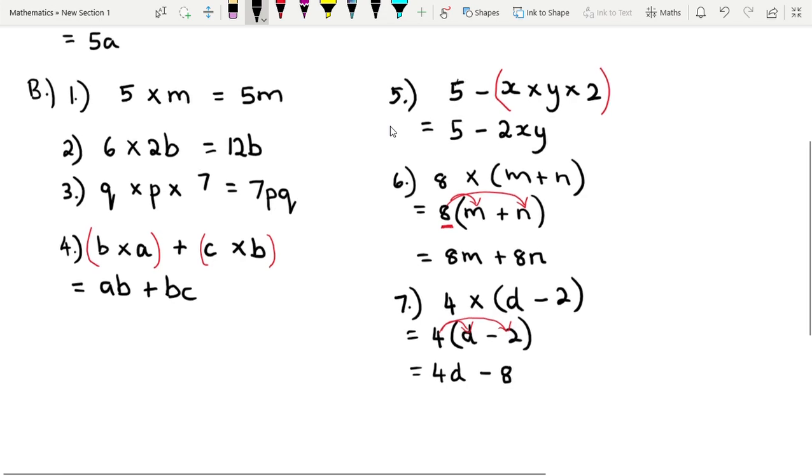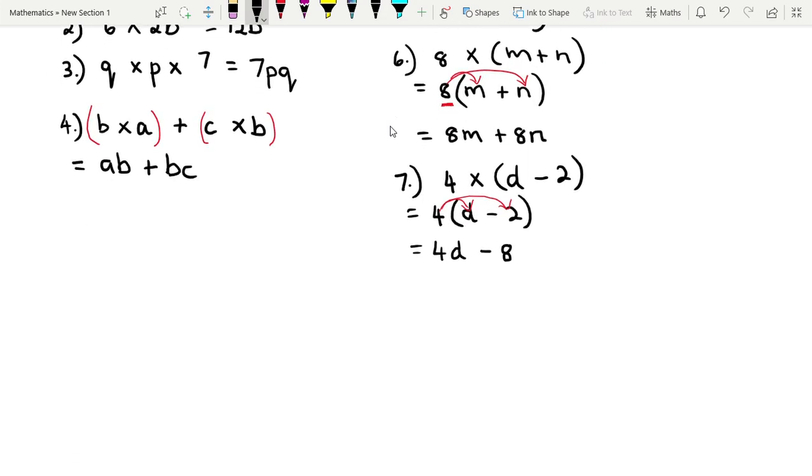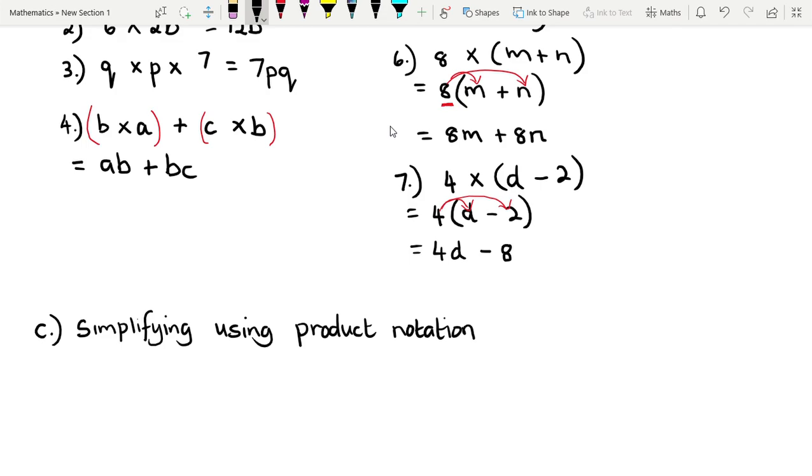Okay, let's go into a different type. So the next type we're going to look at is simplifying using product notation. Okay, using product notation. Now remember, product means your answer, your multiplication here. So simplifying using product notation. Let's have a look at what we're going to do here.